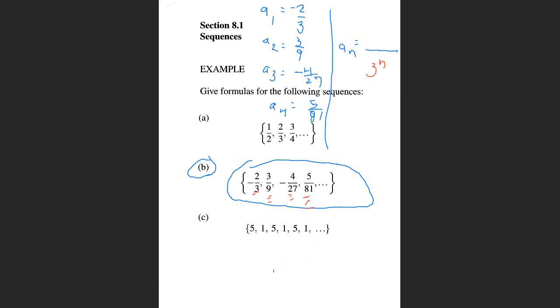Now, please let me know if you have any questions. The question is now, what about the numerator? Numerators. First term has a 2. Second term has a 3. Third term has a 4. Fourth term has a 5. Samuel? N plus 1. I like that. Okay, we're almost there. N plus 1 over 3 to the nth power.